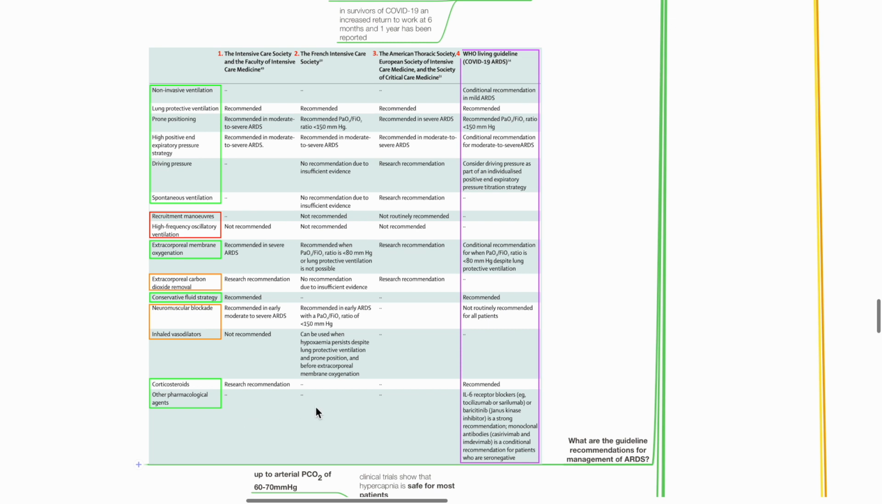However, in COVID ARDS, IL-6 receptor blockers such as tocilizumab or sarilumab, or baricitinib, which is a Janus kinase inhibitor, are a strong recommendation. Monoclonal antibodies such as casirivimab and imdevimab are a conditional recommendation for patients who are seronegative.